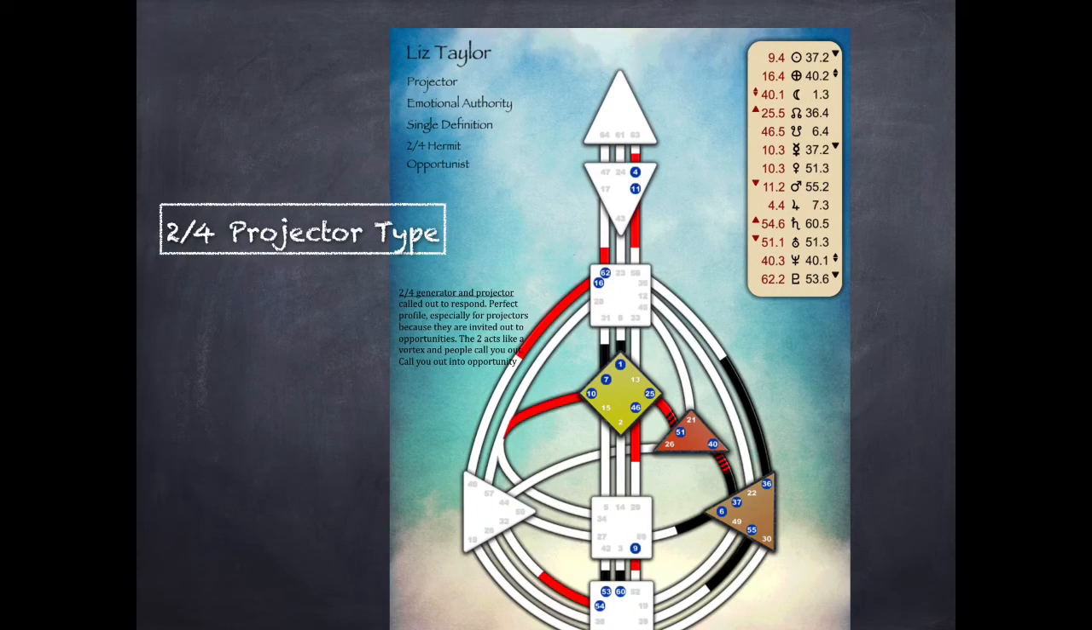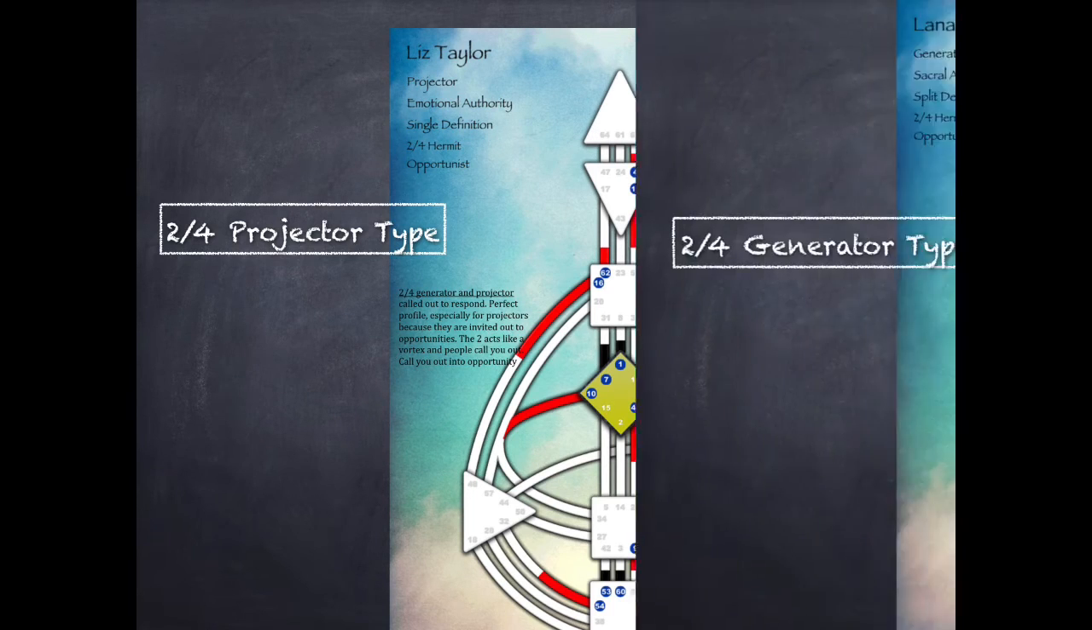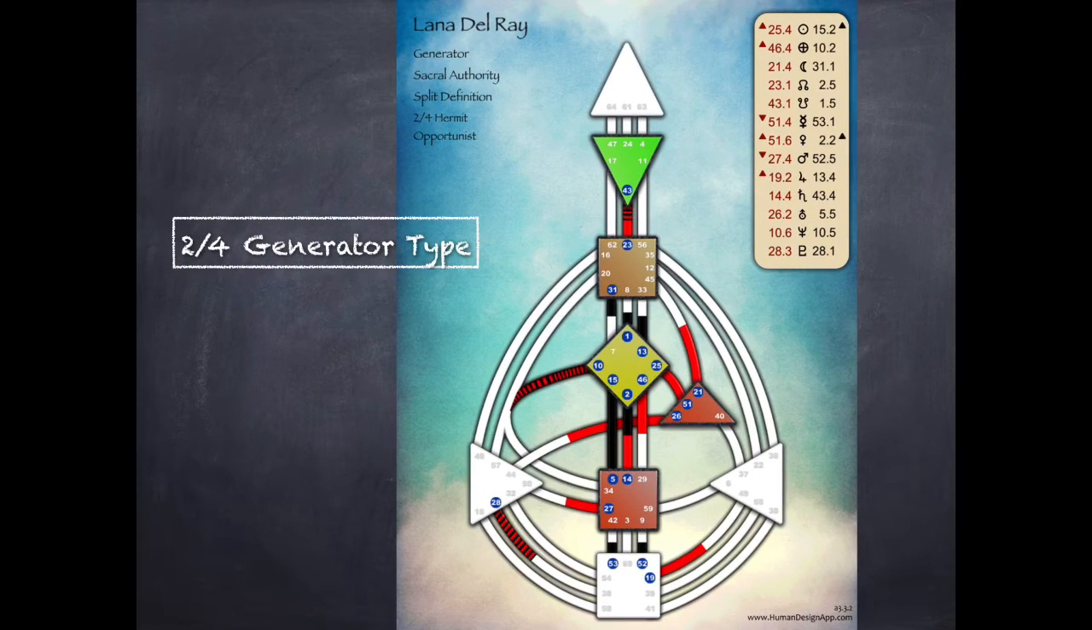A 2-4 profile can be very beneficial for somebody who's a projector, because a projector has a period of waiting in their strategy, and because they like to hermit away with the 2 energy, it might be easier for them to be away from others until they're called out for an opportunity, or in their case, until they're invited or recognized for an opportunity. So in reality, this is one of the best profiles for a projector to have.